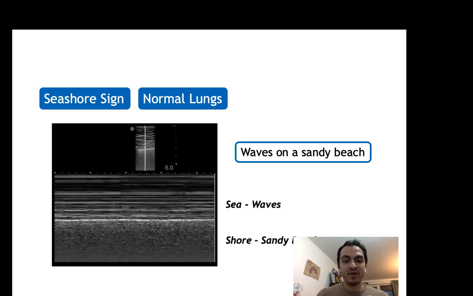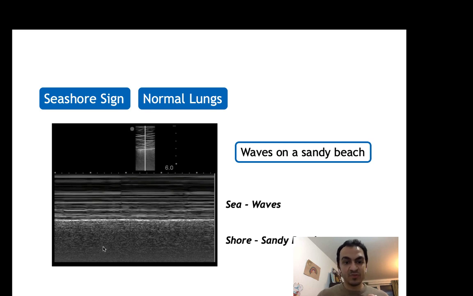And the confirmation by identifying what is described as waves on a sandy beach, or the seashore sign. So what is the seashore sign? If I see the sliding and put an M mode, this is the picture that tells me that there is no pneumothorax. So it tells me that the chest wall is represented by the waves. This very bright line here is the pleural line, which is represented as the breakers. And finally, the lung parenchyma itself, this very heterogeneous structure here, is represented by the sand.